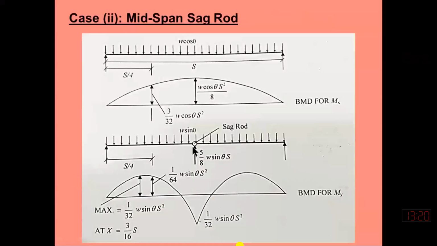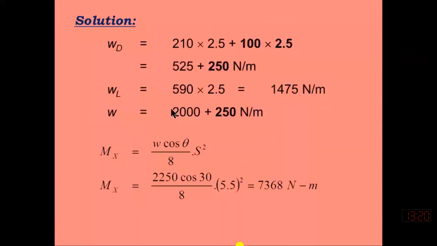Here, because I have this total load, I need to compute the moment about y-axis separately due to self weight 250 and due to all superimposed loads. Why? Because this load is only producing the moment about y-axis, but this load is also producing the torsion along with the moment about y-axis.